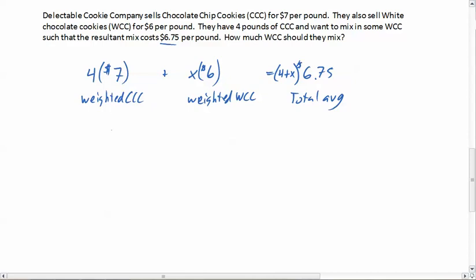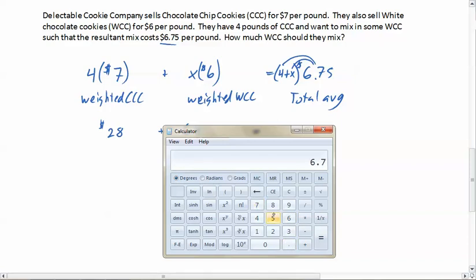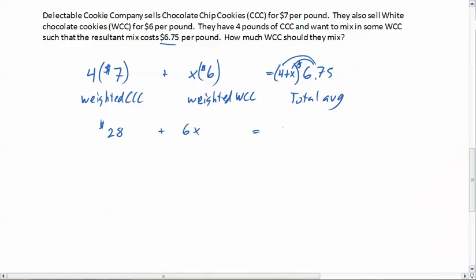So we go 4 times 7, and that's 28. Yeah, I know my accent's probably changing as I go. I don't really care what my accent is. It's just going to keep going. So 28 plus 6x equals, we're going to go ahead and distribute this one. 6.75 times 4. In case you're not very good at math like me, you go 6.75 times 4, and you get 27. So we got 27 plus 6.75x.